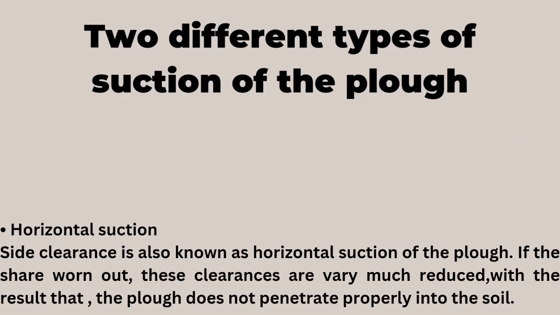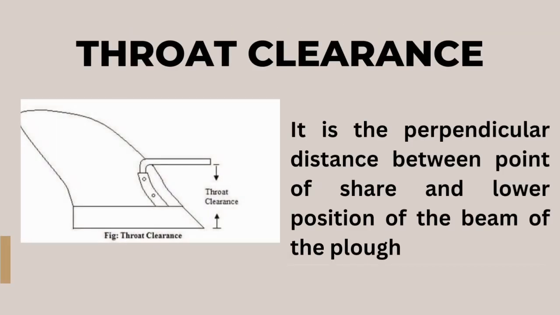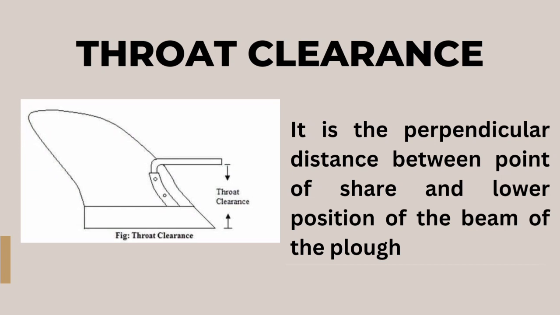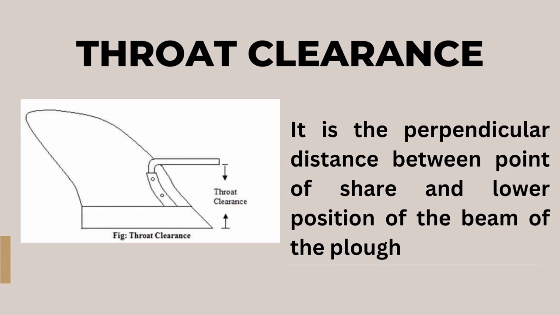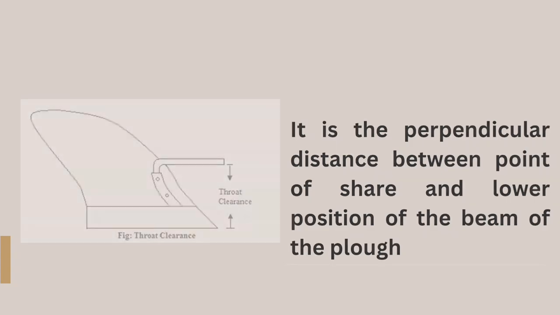Horizontal suction. Side clearance is also known as horizontal suction of the plow. If the share is worn out, these clearances are very much reduced, with the result that the plow does not penetrate properly into the soil. Throat clearance. It is the perpendicular distance between the point of the share and the lower position of the beam of the plow.